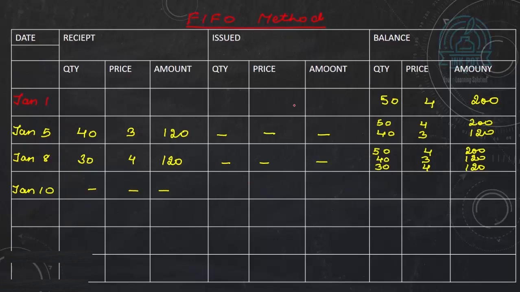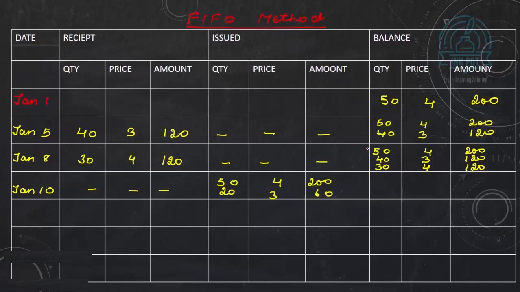Now this is FIFO method which says that first in, first out. So we will consume the first stock first. So we will take 50 units. In first stock we have only 50 units and now for more 20 units we will have to go to the next stock. So we will write like this: 50 units at the rate of 4 and we will take 20 units from the next stock. 20 units at the rate of 3, which is 50 into 4 is 200 and 20 into 3 is 60, right?